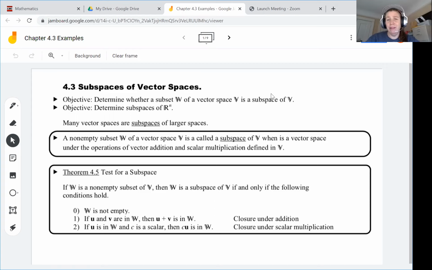a vector space is a subspace of the vector space V. And our other objective is to determine some subspaces of Rn. So many vector spaces are actually subspaces of larger spaces.